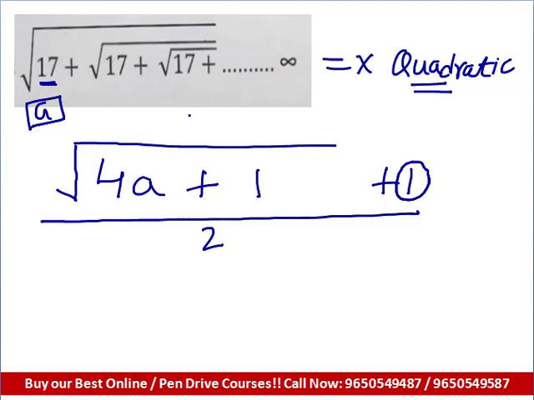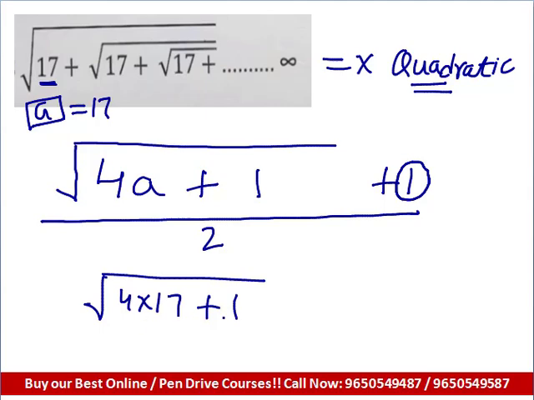So now let's solve it. A out here, as you can see, is 17. So the direct answer to this question will be what? 4 into 17 plus 1. This expression is within the square root. Plus 1 gets added outside the square root. This whole thing is getting divided by 2.